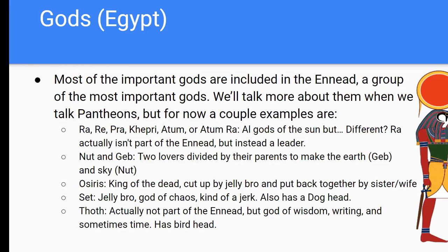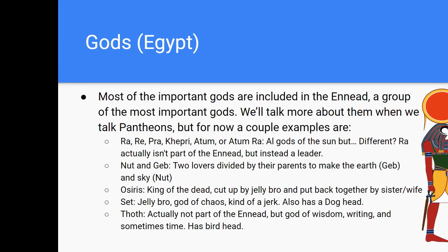All gods of the sun, but they're different, depending on the way you read them. I'm just going to explain this real quick. Re and Pra are Ra, but they're just different spellings. Kefri and Atum are two different characters, and they are forms of Ra.